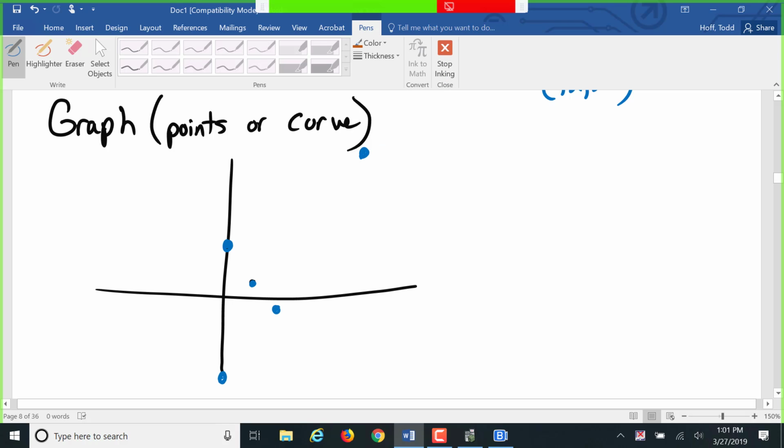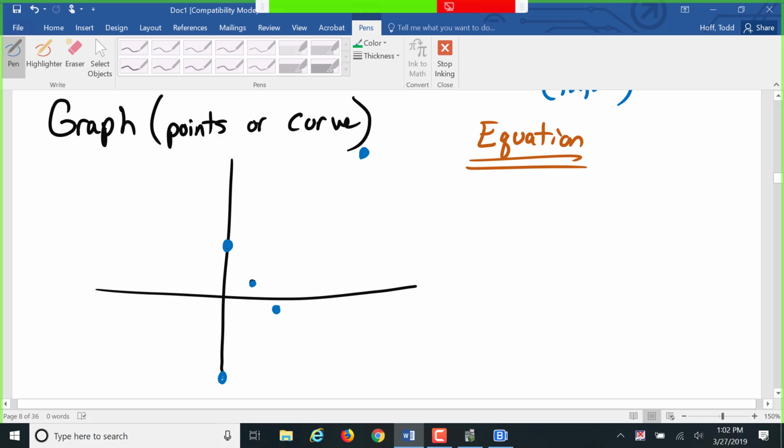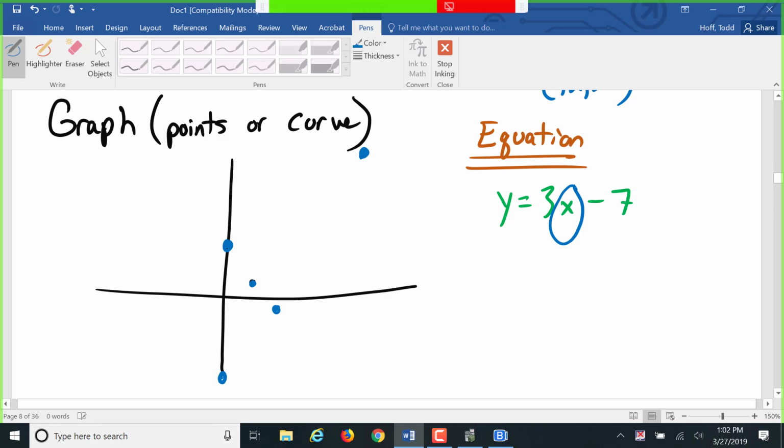Now, since there are points, this relation can't be described with our fifth method, which is an equation. There is no equation describing these points. But we've looked at equations like y equals 3x minus 7. And you can see from that how that can generate these other forms. X represents the domain. That's the values we start with. And y represents the range. That's the values we end up with.